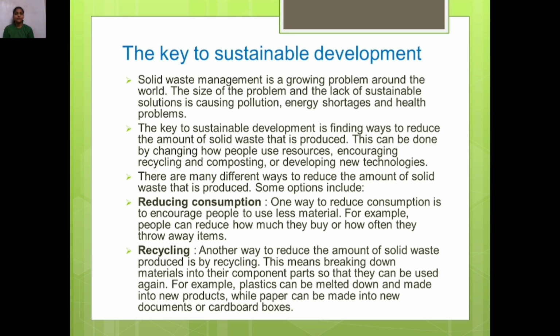There are different ways to reduce the amount of solid waste that is produced. Some options include reducing consumption and recycling. Reducing consumption. One way to reduce consumption is to encourage people to use less material. For example, people can reduce how much they buy or how often they throw away items.